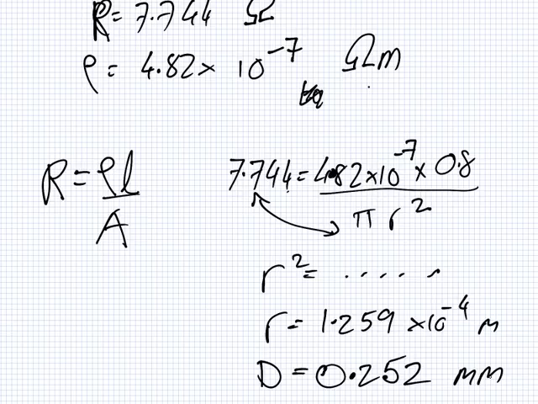I multiply 4.8 to... and then I put 10 to minus 7, and I get a different number. Maybe I made a mistake. 4.82 times 10 to the minus 7 times... no, forget about it. I want to double check my answer and then we'll check yours.